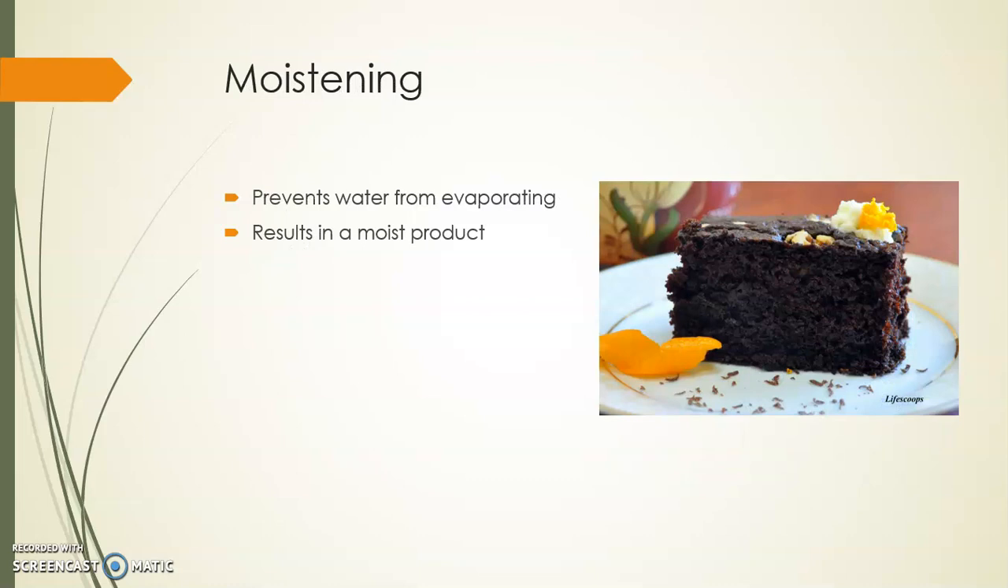Another thing that fat does in a recipe is it moistens. So it prevents your water from evaporating, and this helps your product to be nice and moist instead of being too dry.